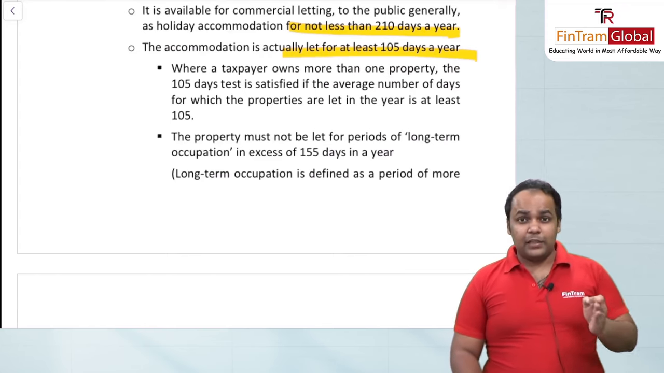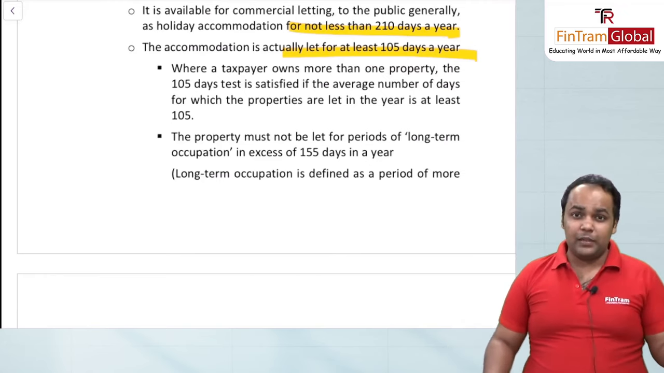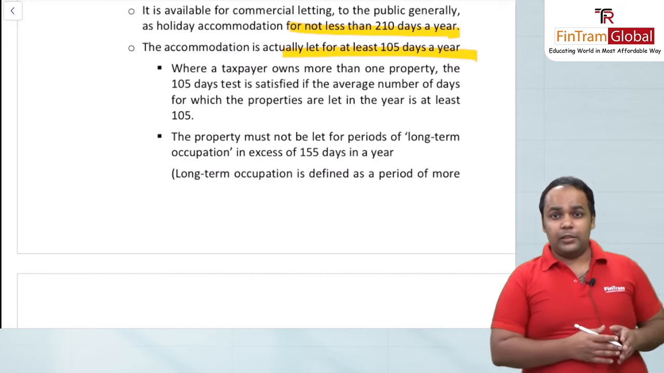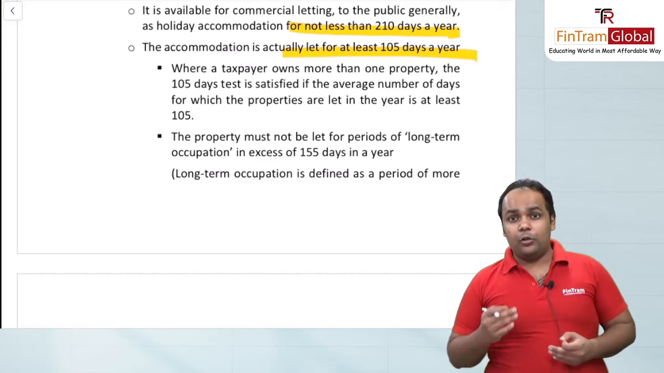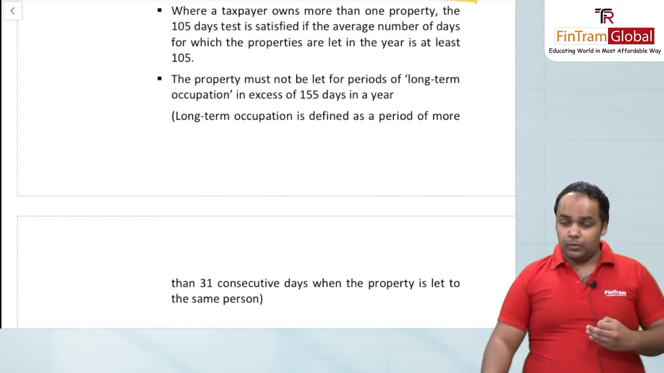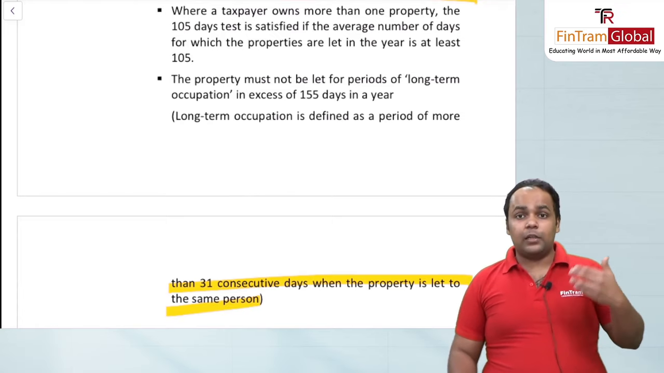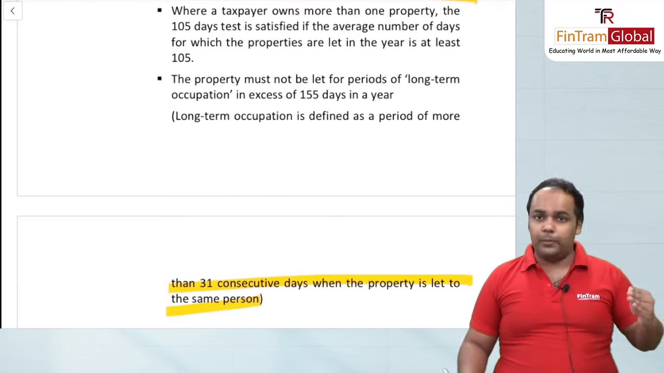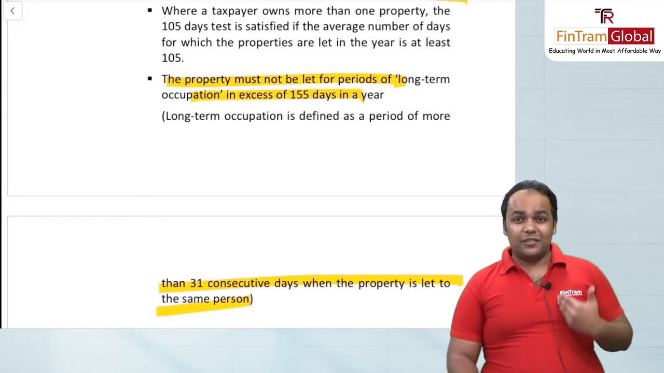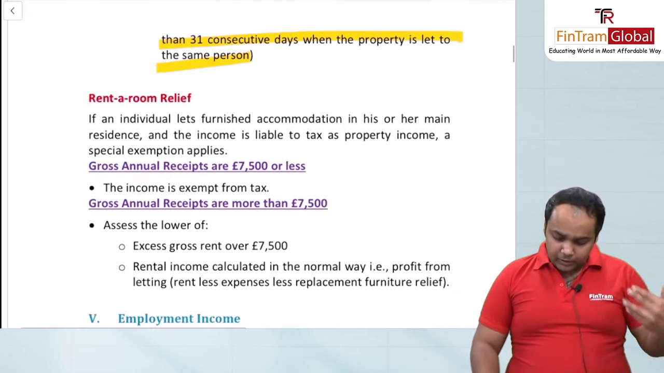Again, if there is a period of long-term occupation, then it will stop being a holiday accommodation, and it will be considered a normal property. Long-term occupation is a continuous occupation of the property for more than 31 consecutive days. If these periods account for more than 155 days in a year, it will not be considered a furnished holiday letting. Again, I'm revising these aspects because it's very important that these concepts are reinforced, guys, because you will have to calculate it in the exam.